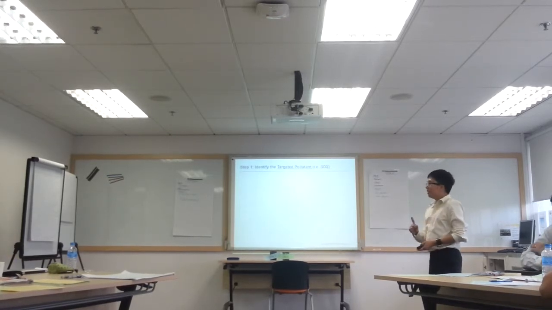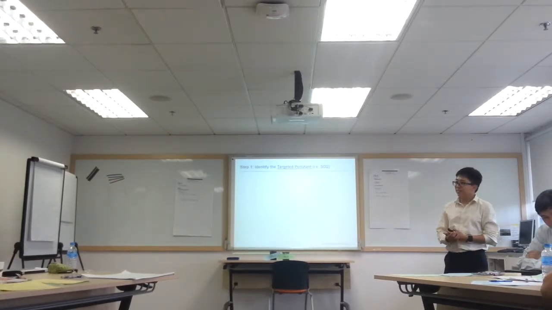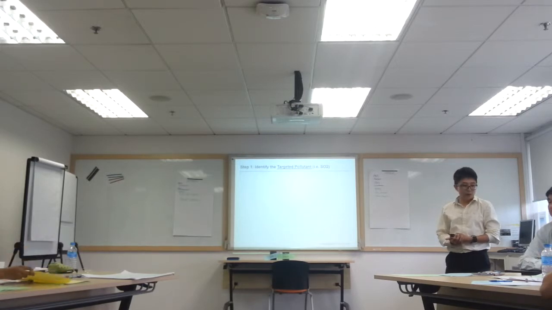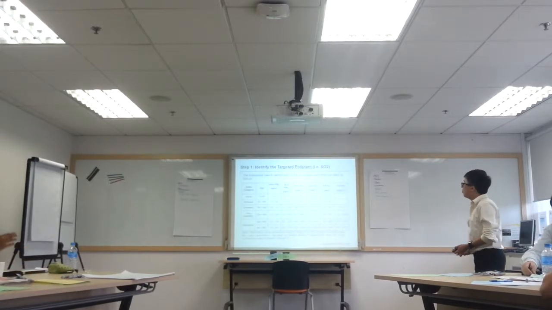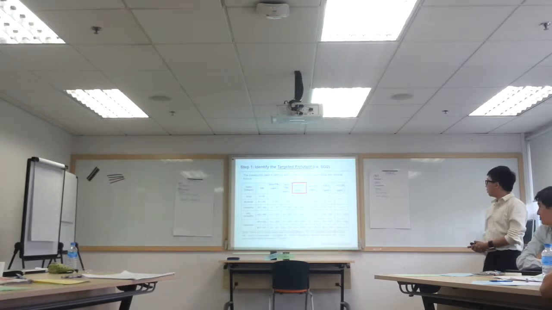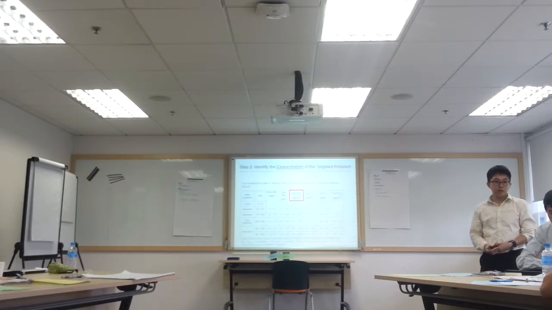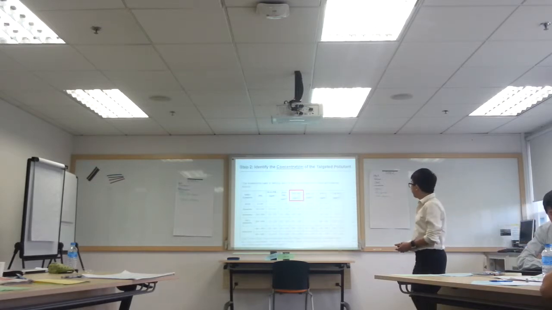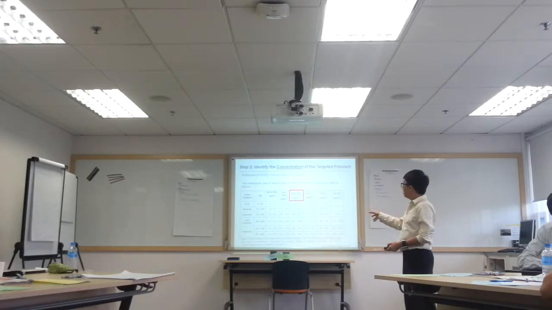So step one of this PSI breakpoint is to identify the target pollutant. For this example, I pick SO2, so follow the red box. Step 2, I identify the concentration. Assuming SO2 is 100, I pick this moderate box.